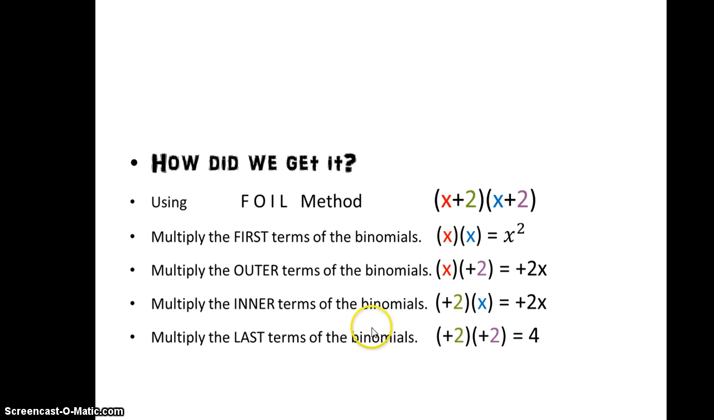We also multiply the inner terms of the binomials. We have 2 and x equals 2x. And finally, let's multiply the last terms of the binomials. So what we've got, 2 and 2 equals 4.